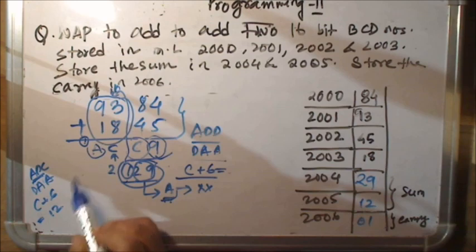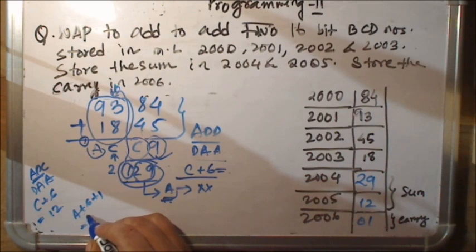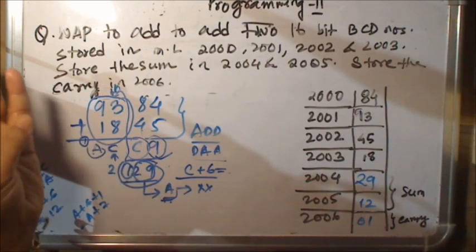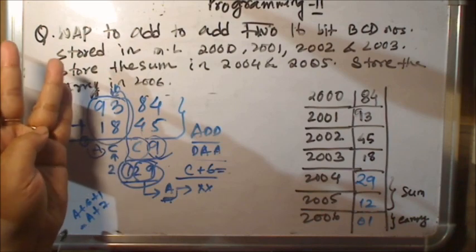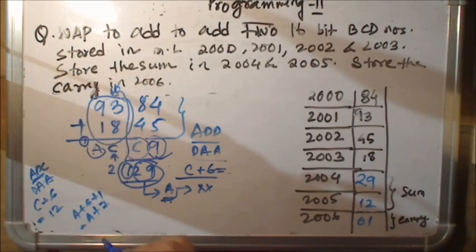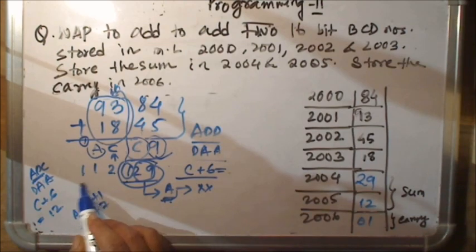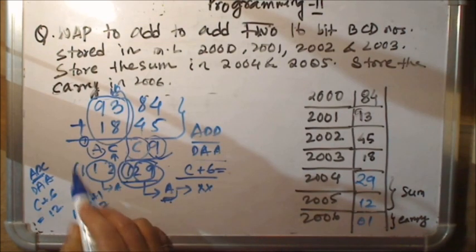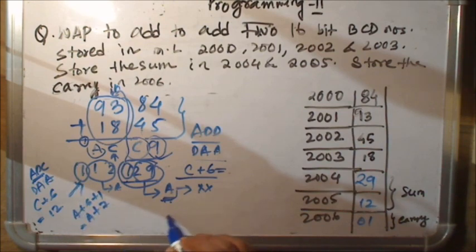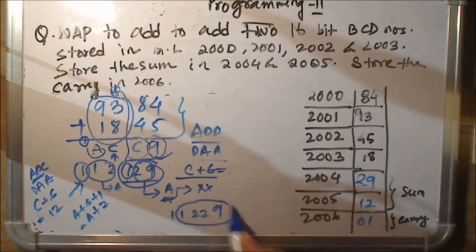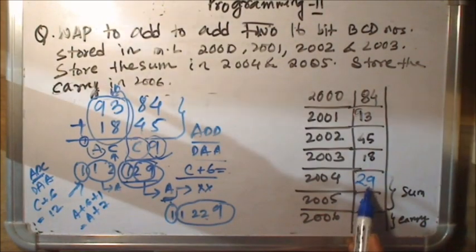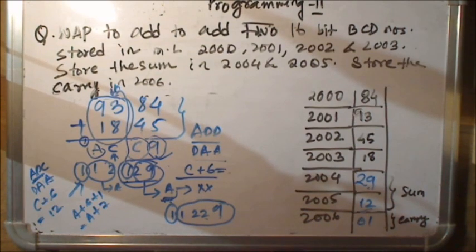So again A is greater than 9, so again A plus 6 plus 1, that is A plus 7. A plus 7 is B, C, D, E, F, 10, 11. Okay, so 11. Now 12 will be in A and 1 is the carry. So our total result is 11229, where 1229 is the sum and 1 is the carry. So how will it get stored? 29 will be stored in the lower byte address and 12 will be stored in the higher byte address, and the carry will be stored in 2006.